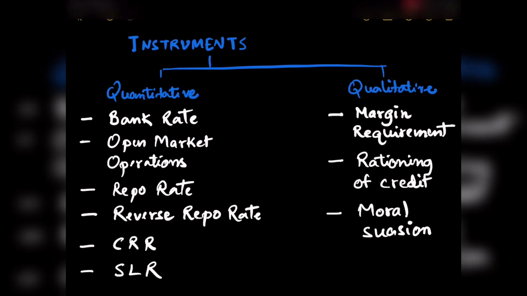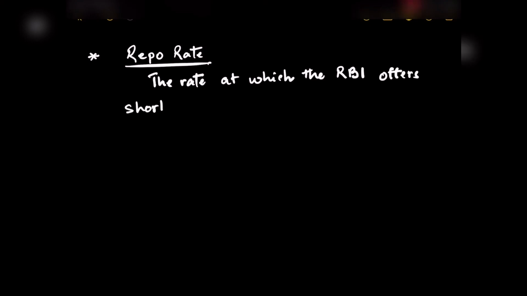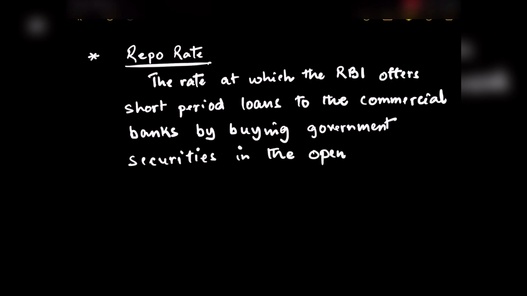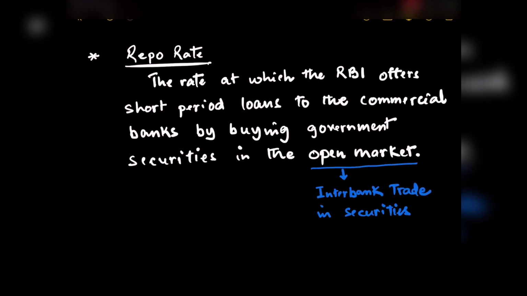The next quantitative instrument is the repo rate. Repo rate is the rate at which the RBI offers short period loans to the commercial banks by buying government securities in the open market. And when we say open market, it means interbank trade in securities.